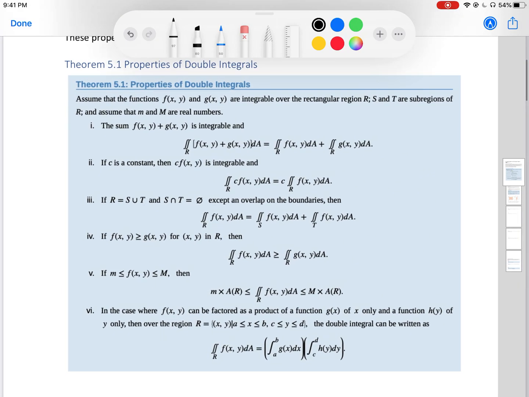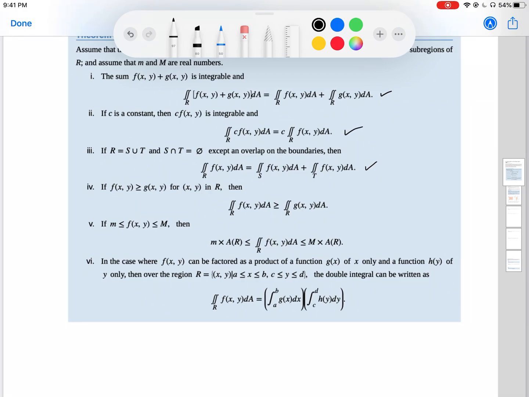So in Theorem 5.1, it's listing all these properties of integrals. If we have two functions, we can add them up, and we can also move out a constant from the integral. We can add two functions assuming there's no overlapping of space. And 4, we're saying that the inequality holds true with integrals. 5 is for bounds, so we'll see an example of that.